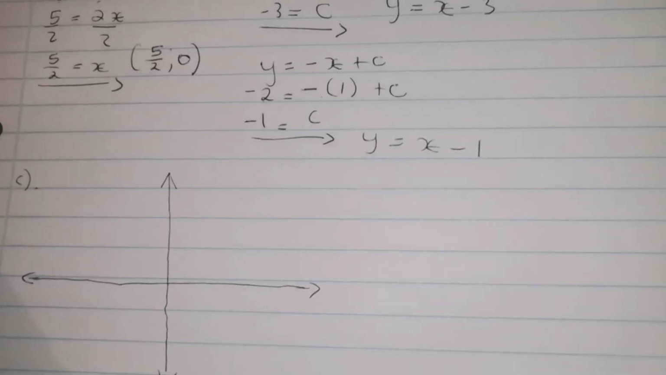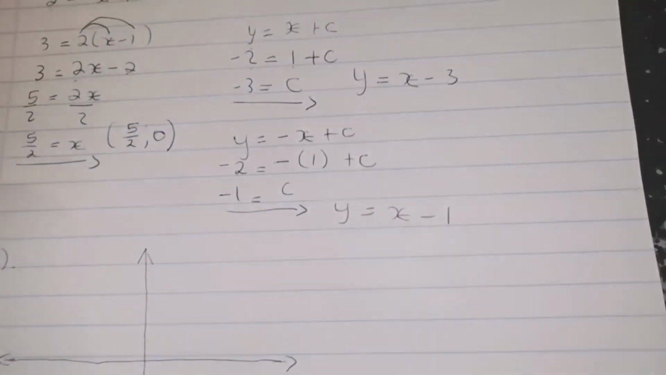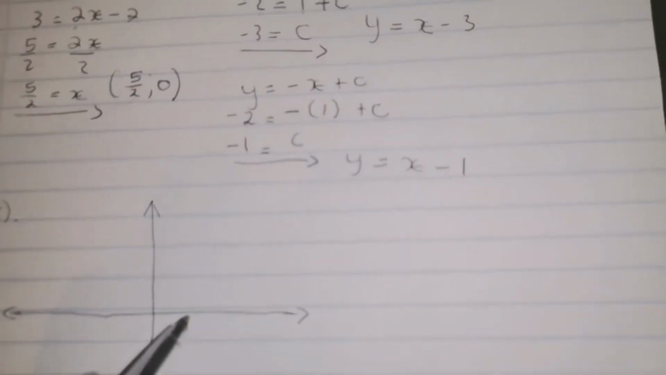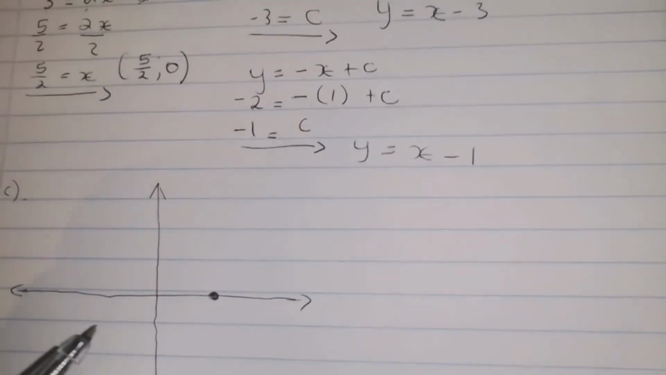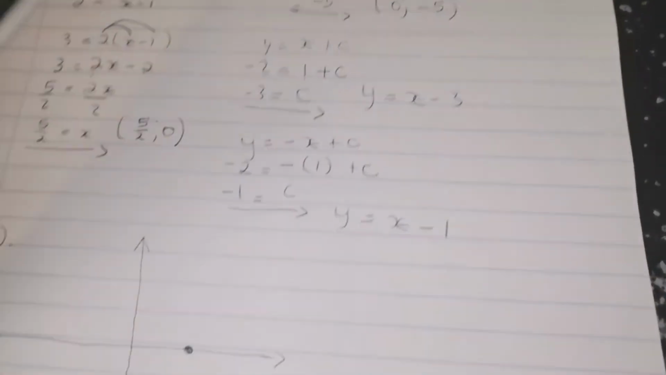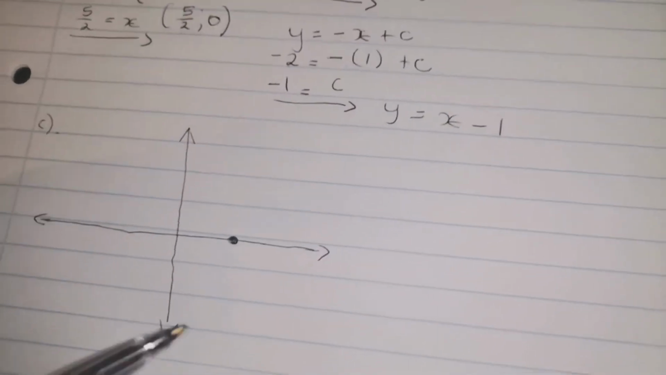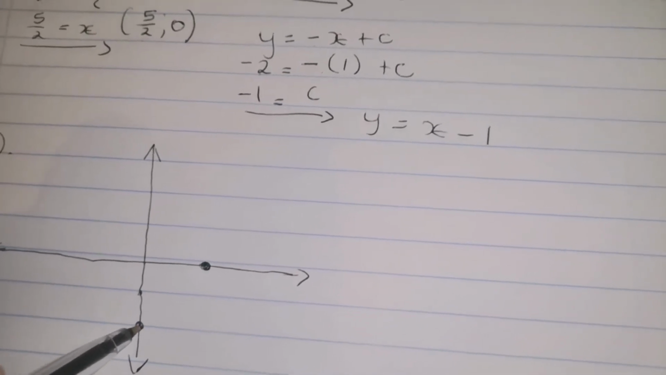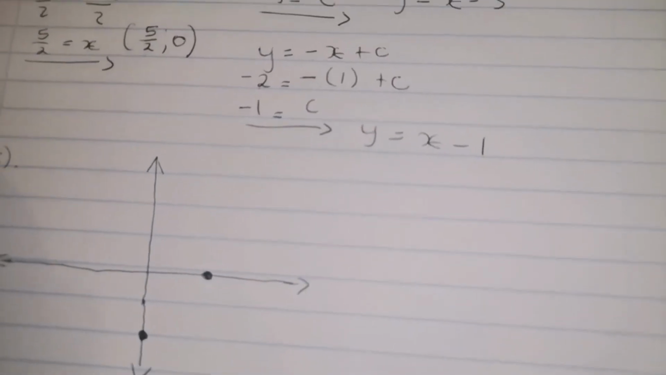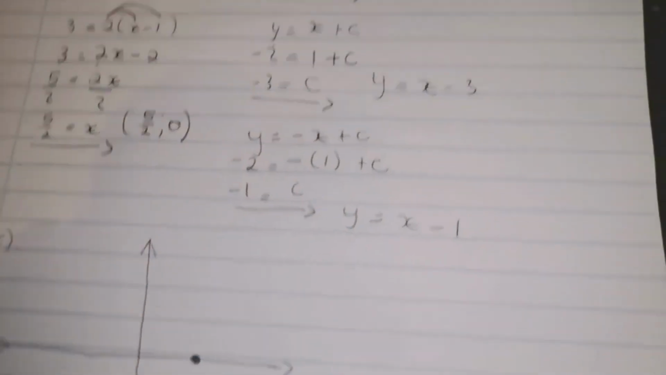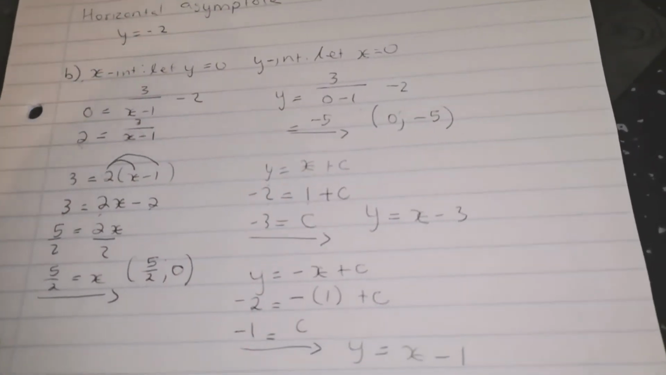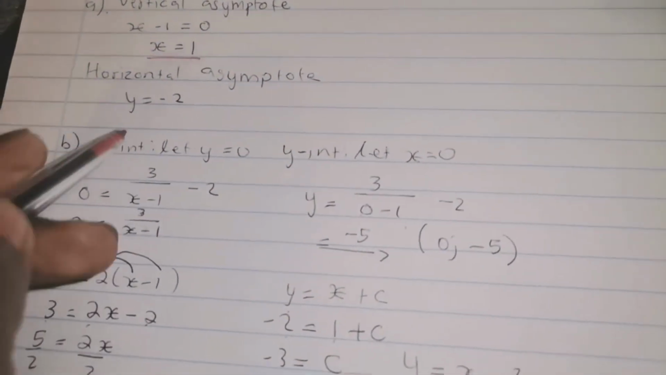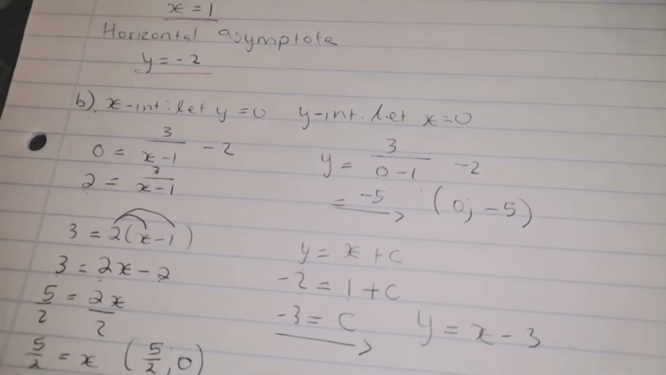Yes, so we substitute our intercepts here. 5 over 2, perhaps on this side here. Then we have (0, negative 5) on this side here. Perhaps our negative 5 is going to be here. Then our asymptotes, remember, you must never forget them. Our asymptotes are the ones that divide the direction of this graph. We have 1 and negative 2.